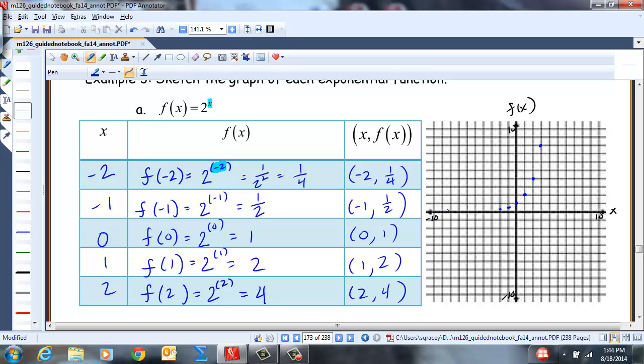So it turns out you've got a horizontal asymptote at the x-axis, and then it increases without bound. Okay?